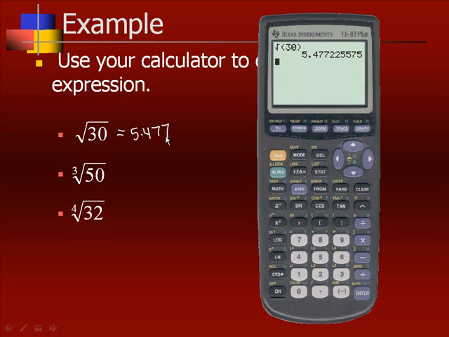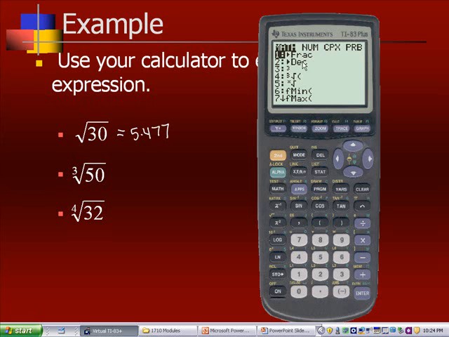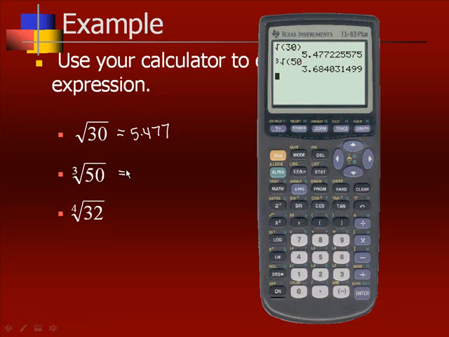The third root of 50. Now, third root on your calculator, what you've got to do is go into this math menu. Third root is option number 4. Third root of 50, which gives us 3.684, depending on what they want us to round to.